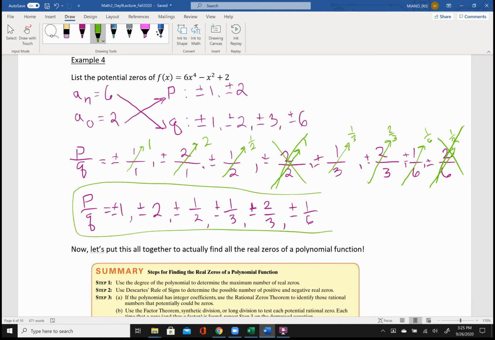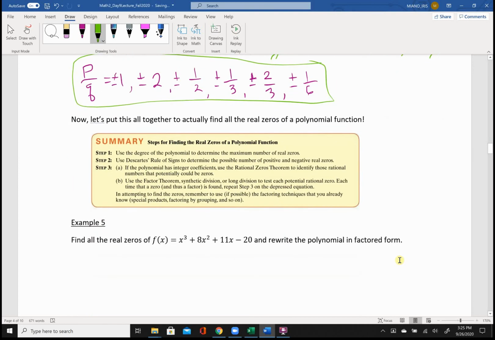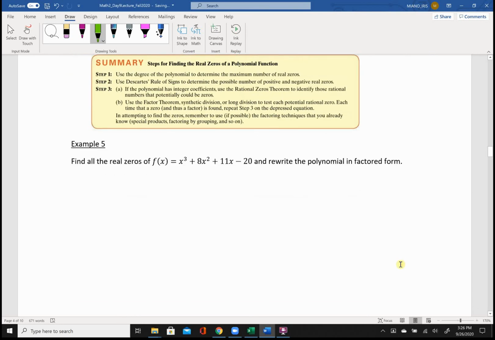Now, not all of these are zeros, but any one of them could be a 0, okay? Cool. So let's put all this information together and actually find all of the zeros for a polynomial function, okay? Not only are we going to find all the zeros, but we're going to rewrite the polynomial function in factored form as well. And I have lifted the summary of steps that are good for us to go through in order to streamline this process.